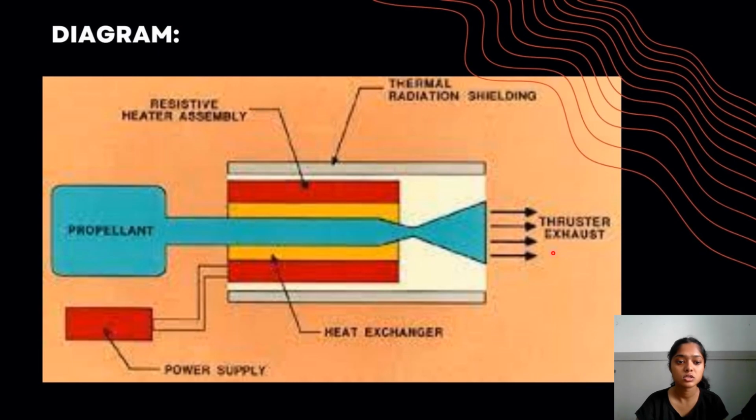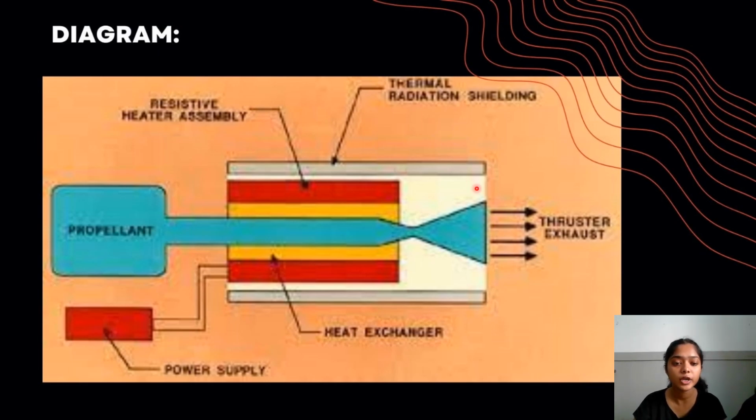Then we have the exhaust. Exhaust is the hot gas that is expelled from the thruster. Then we have the heat exchanger. The heat exchanger is a device that transfers heat from the exhaust to the resistive heater assembly. Then this is the resistive heater assembly. The resistive heater assembly is an electrical device that generates heat. Then we have the thermal radiation shielding. This is a layer of material that is designed to protect the spacecraft from the heat of the exhaust.